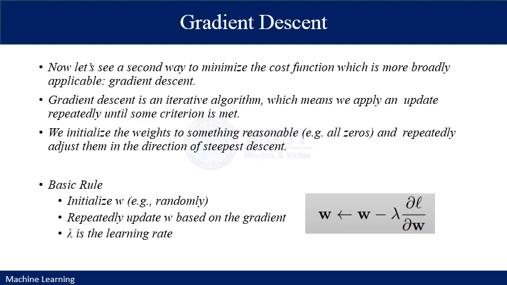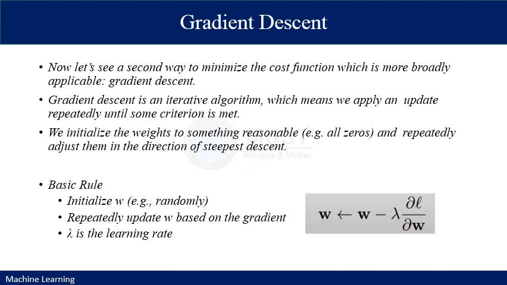Now you can use another method, and this is again the minimization of the cost function, but this method is more broadly applicable, and the name of this method is gradient descent. Gradient descent is a generic optimization algorithm capable of finding optimal solutions to a wide range of problems, and it is an iterative algorithm, which means you can apply and update repeatedly until some criterion is met.